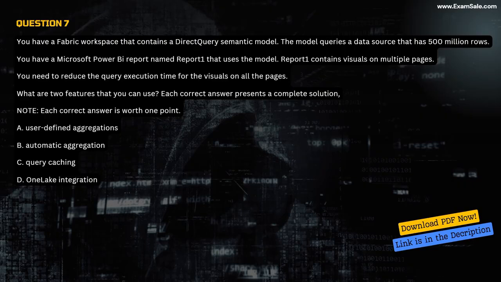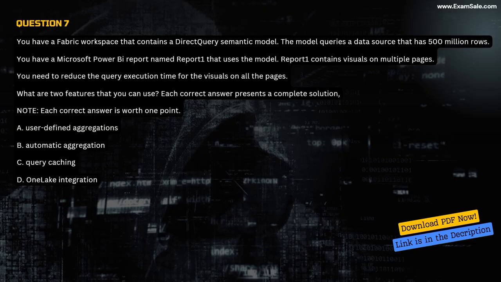Question 7. You have a Fabric workspace that contains a DirectQuery semantic model. The model queries a data source that has 500 million rows. You have a Microsoft Power BI report named Report1 that uses the model. Report1 contains visuals on multiple pages. You need to reduce the query execution time for the visuals on all the pages. What are two features that you can use? Each correct answer presents a complete solution. Note: each correct answer is worth 1 point.